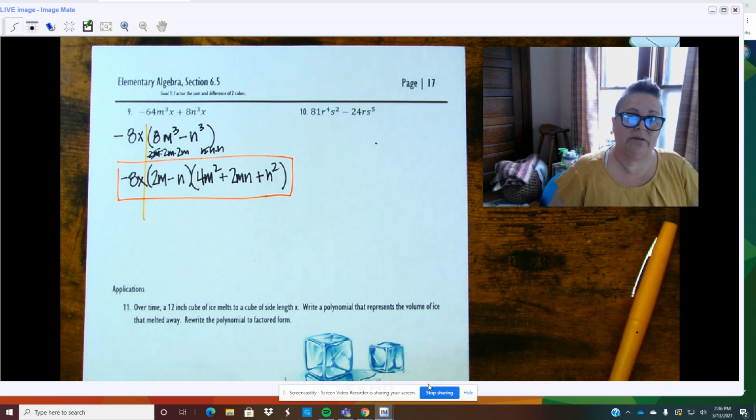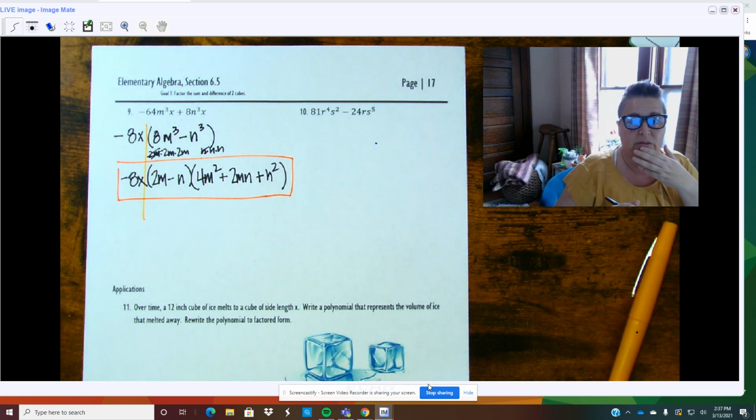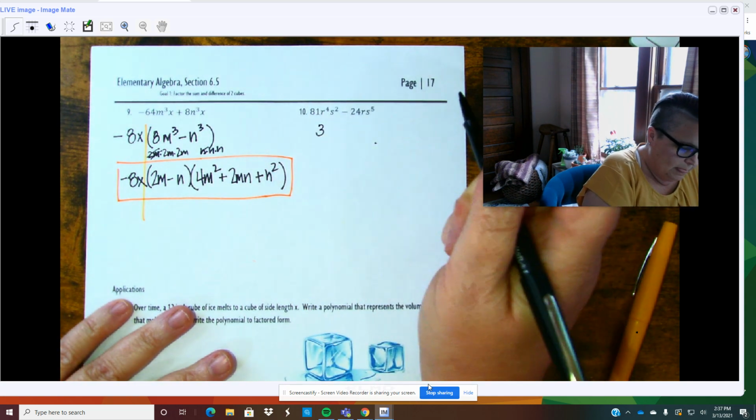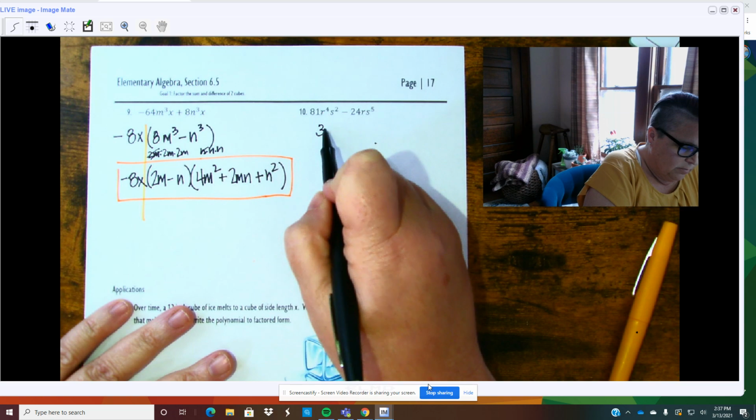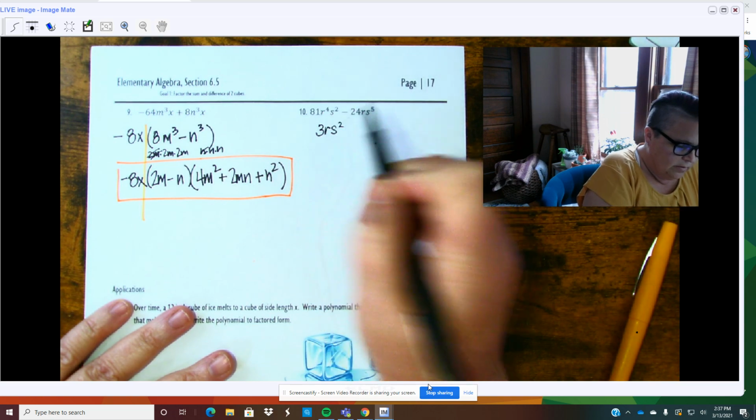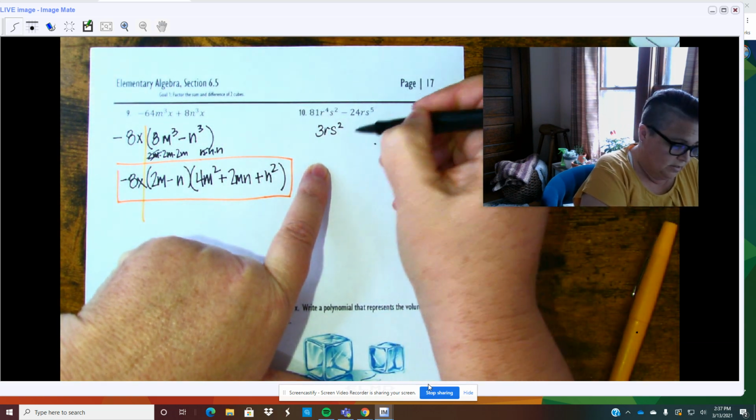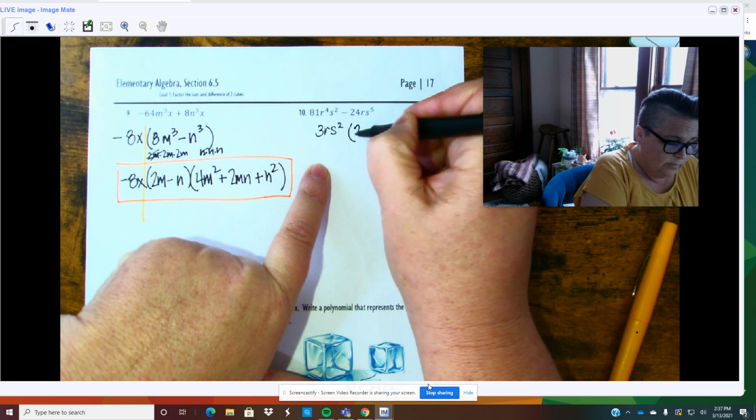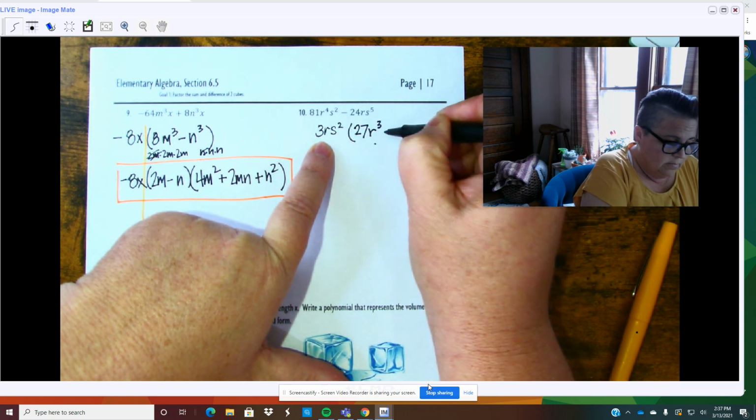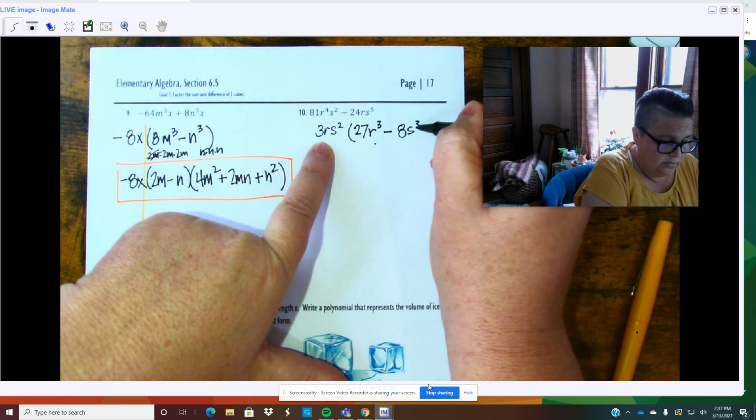But 81 and 24, and you may not know this, are both divisible by 3. That was kind of a hard get. So I can pull a 3 out. R to the 4th and r, I can pull an r out. S squared and s to the 5th, I can pull an s squared out. So the greatest common factor is 3rs squared. And then I'm going to be left with 27r to the 3rd minus 8s to the 3rd.